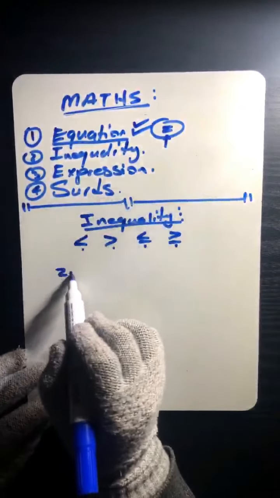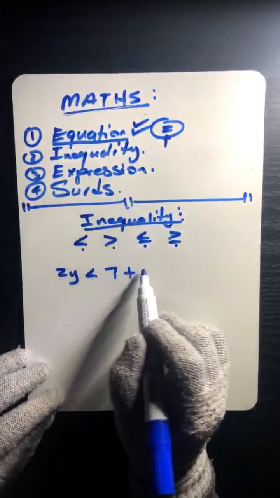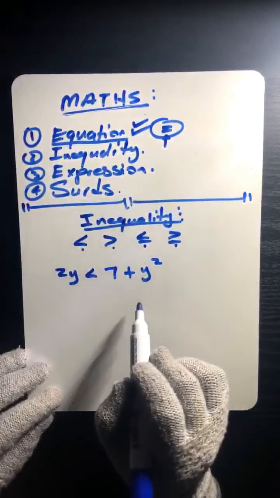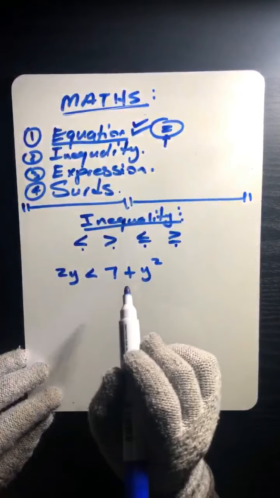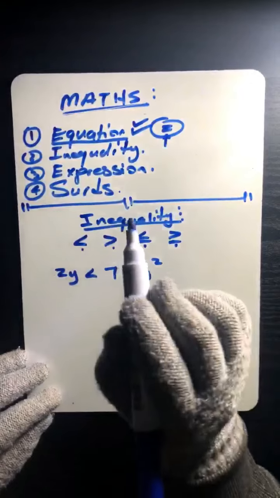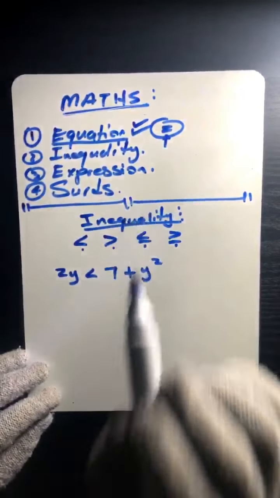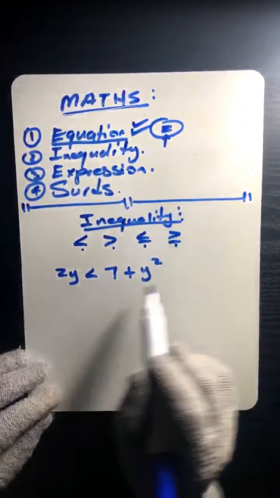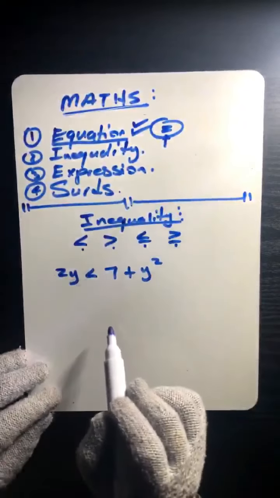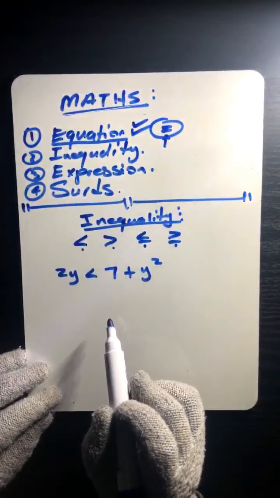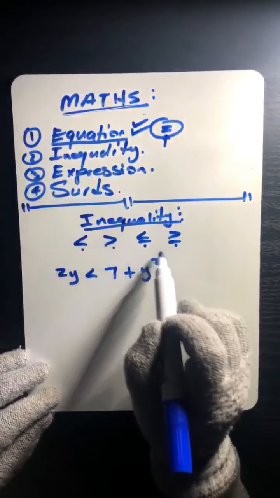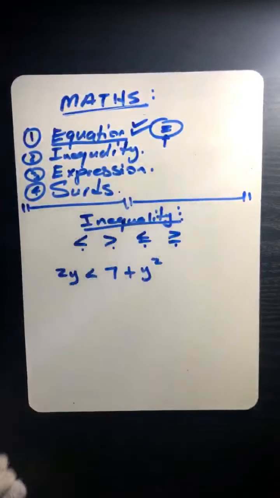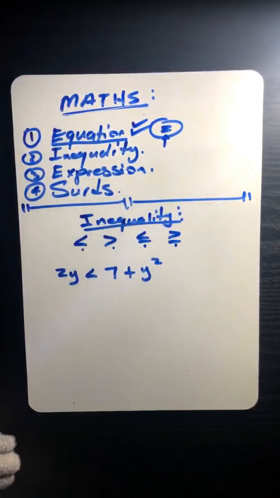So you can have, for example, 2y less than 7 plus y squared. So this is a math problem. Why? Because it has a plus sign, it has a number, it has a letter. And it's an inequality because of that sign. And because of a letter having a power of 2, it's a quadratic inequality.